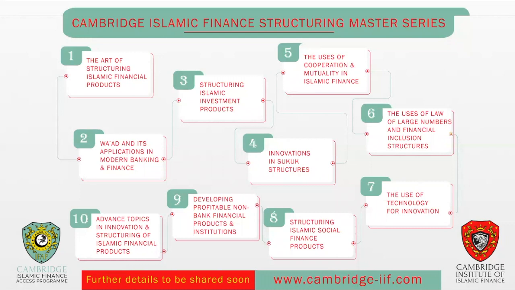As I said, Cambridge Islamic Finance Structuring Master Series comprises 10 modules. Individually, they are known as IFAPs, or Islamic Finance Access Programs. IFAPs were developed before Cambridge Islamic Finance Structuring Master Series as a whole was developed. So these are individual modules which we have offered in different parts of the world at different times. Module 1 is on the art of structuring Islamic financial products, and this is what we are going to discuss today. Module 2 would be on WAD and its applications in modern banking and finance.